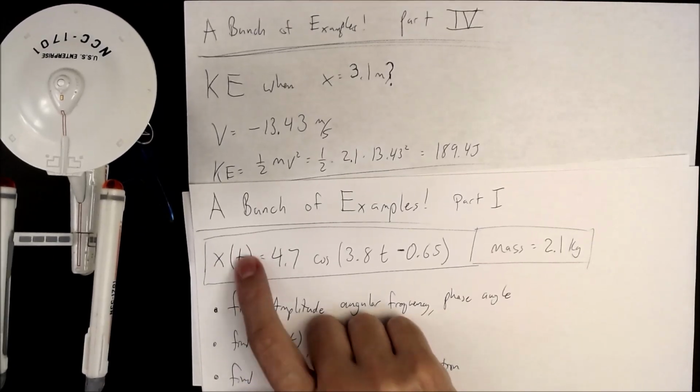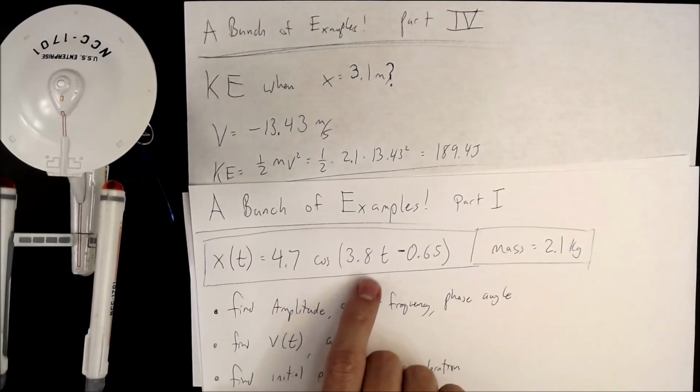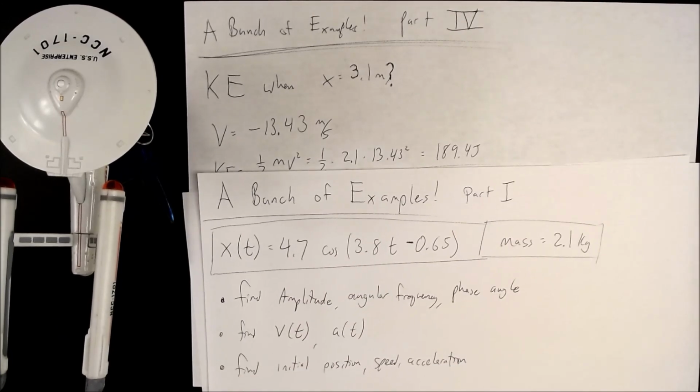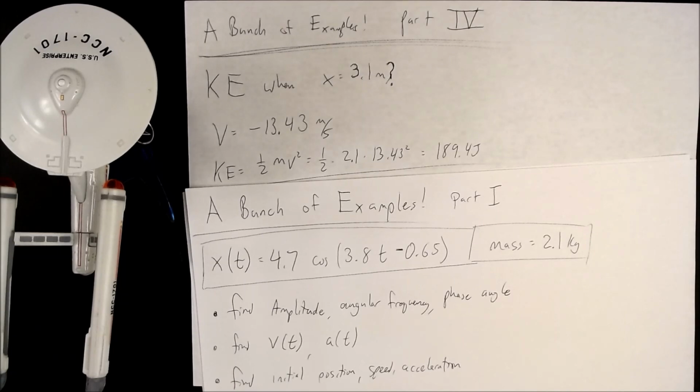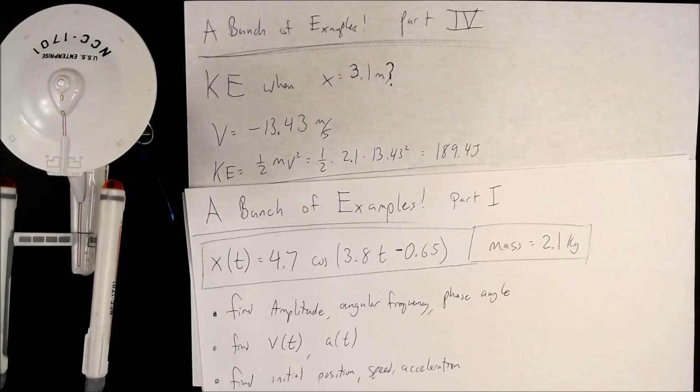And then 3.1 is equal to 4.7 cosine(3.8t minus 0.65). Okay. You see how many steps were involved there? There is a lot to take care of there. None of it individually was very difficult, but altogether it was a lot to keep track of.